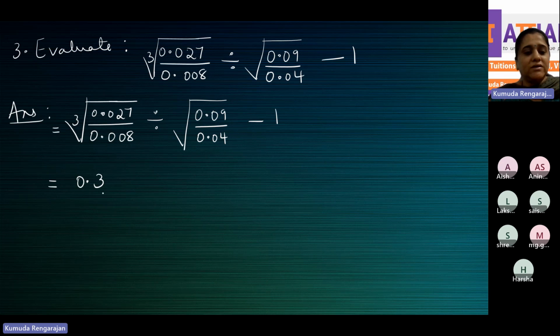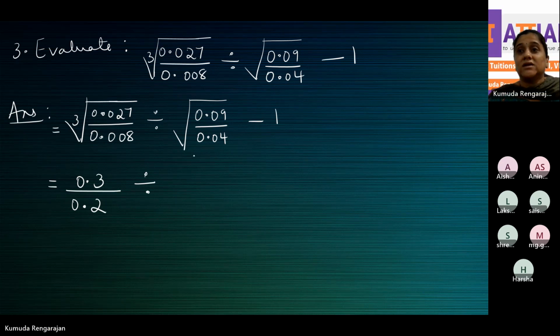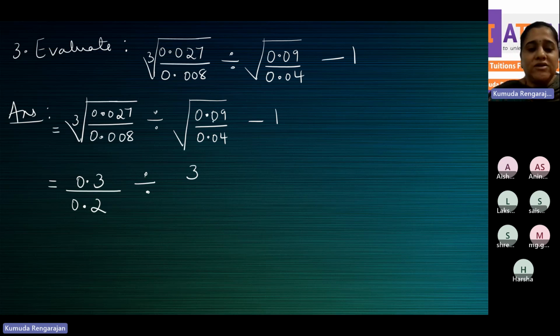Correct? What is the cube root of 8? 2. And how many decimal places? 3 by 3, 1. So 0.2, only 1 digit after the decimal point. This one is square root, not cube root. What is the square root of 9? 3, 3 into 3 is 9. And then after the decimal point, 2 digits. So this is square root, so divide by 2. Only 1 digit after the decimal point.